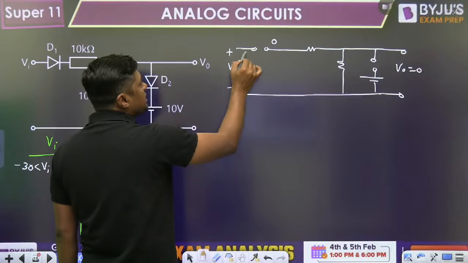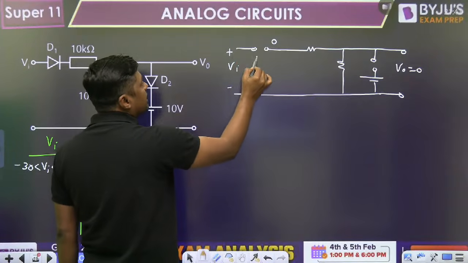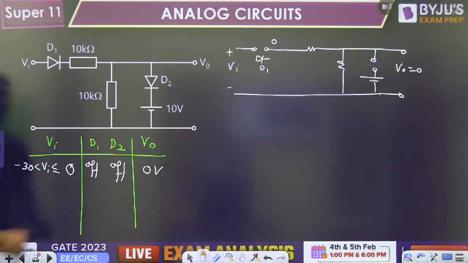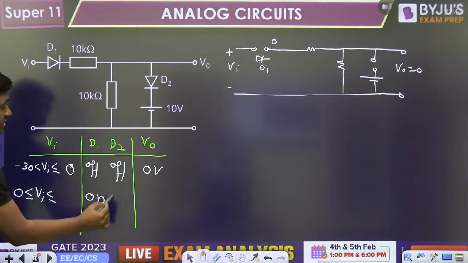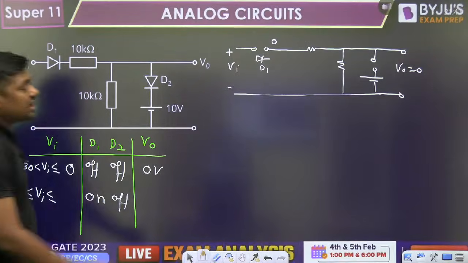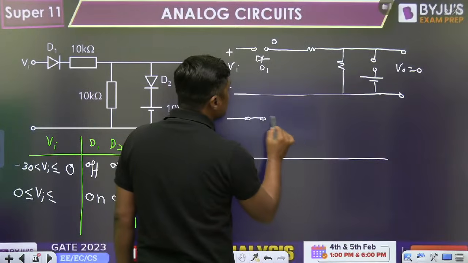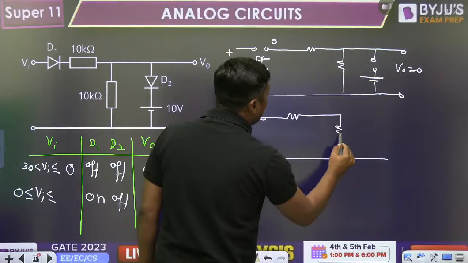When we increase VI greater than 0 volt, diode D1 will be on. The first breakpoint is 0 volt. So 0 is less than or equal to VI, less than or equal to 20. Now D1 is on, and D2 is off. Draw the second diagram. This is on, this is off.